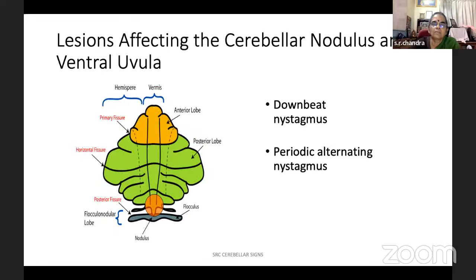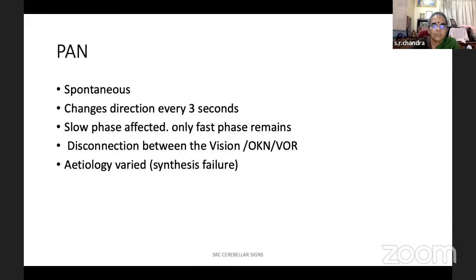So downbeat nystagmus and nodule lesions will produce periodic alternating nystagmus. What is alternating nystagmus? It is beating to one direction for 2 to 3 minutes and spontaneously changing the direction and moving to the opposite side. So it is spontaneous, changes direction every 3 seconds. Slow phase is affected, so only fast phase remains. It is supposed to be due to poor synthesis of vision, optokinetic nystagmus, and VOR together to produce a normal gaze. So this synthesis of all these 3 phenomena fails in cerebellar disease, resulting in periodic alternating nystagmus.